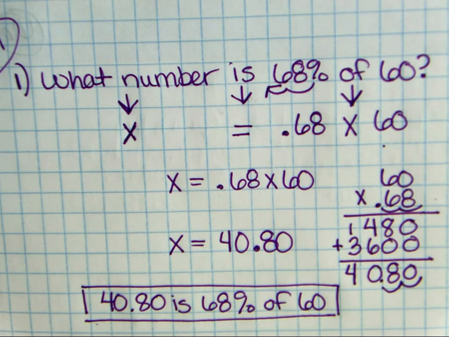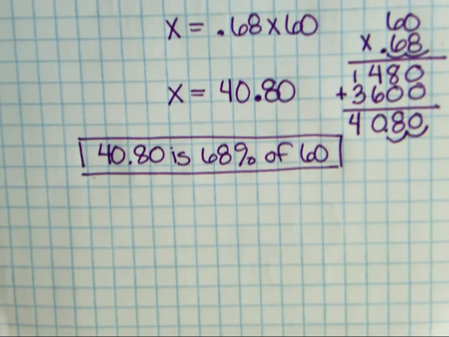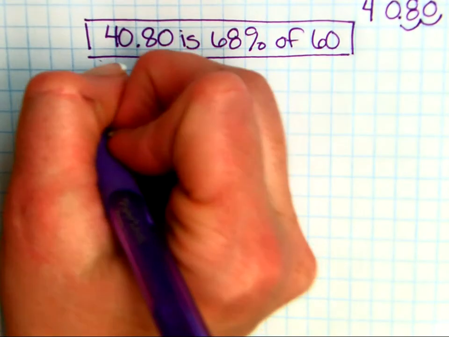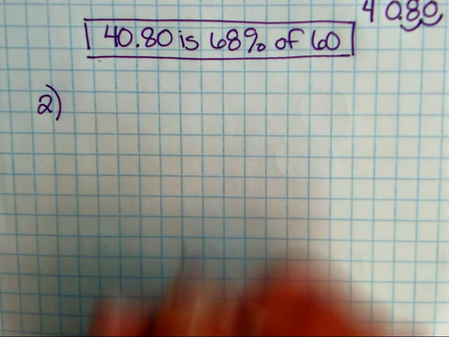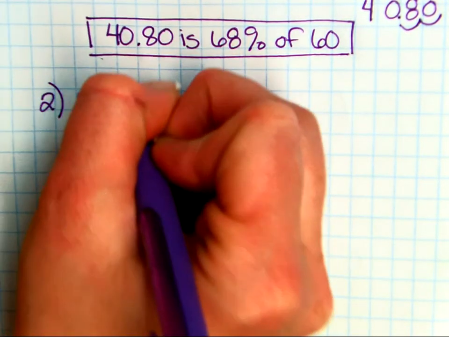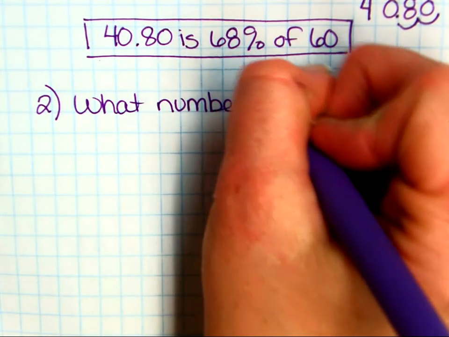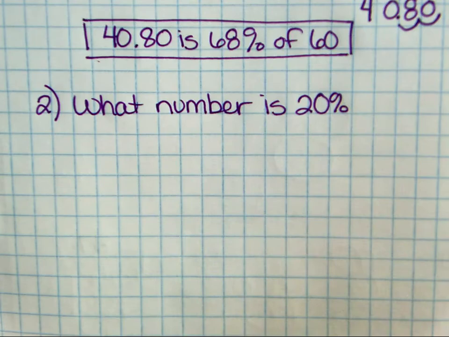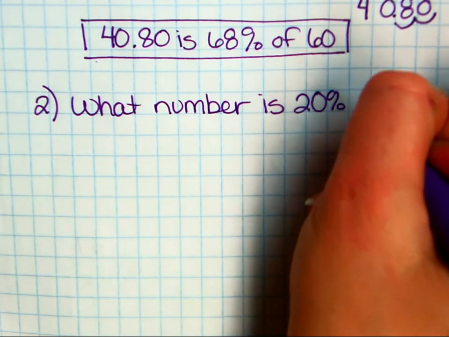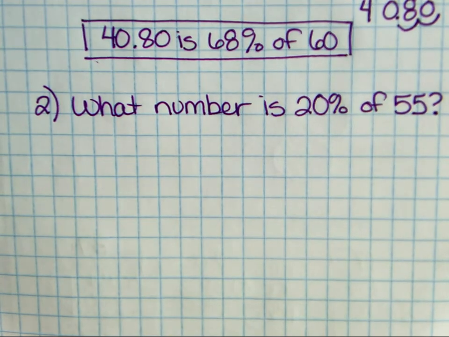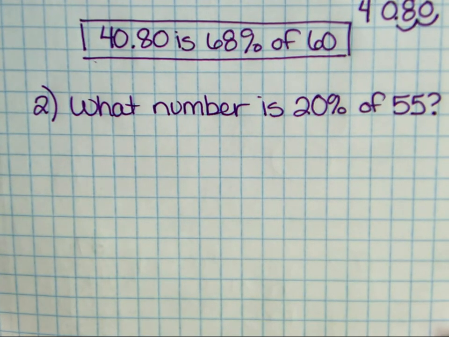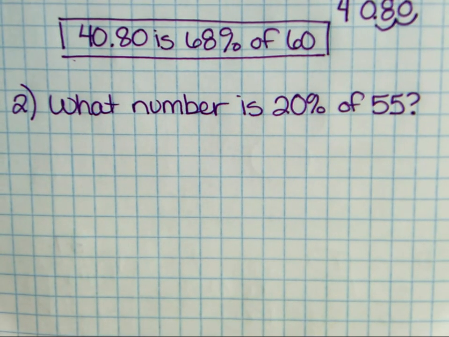Now, I told you earlier that we could also solve this type of problem in a second way, and that second way is by using a fraction. So I'm going to scoot this up, and I'm going to give you another question. And this one is, what number is 20% of 55? Now, sometimes we use fractions because it's simpler and it makes more sense with that particular number. It just kind of depends which one works the best.